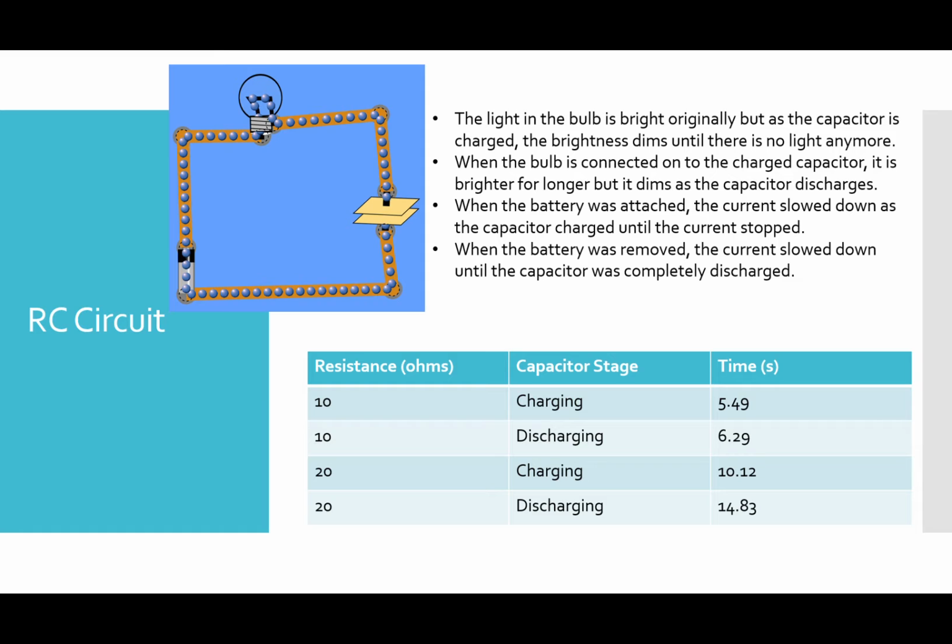Here are the different times it took for the capacitors to charge and discharge at different resistances. At a resistance of 10 ohms, it took 5.49 seconds to charge and 6.29 seconds to discharge. And for 20 ohm resistance, it took 10.12 seconds to charge and 14.83 seconds to discharge, which is roughly twice as long as it took for the 10 ohm resistor.